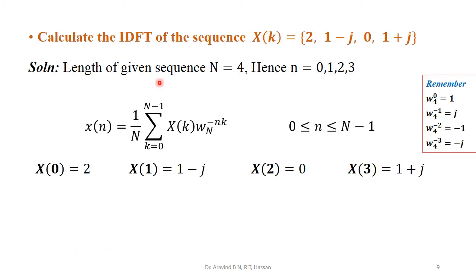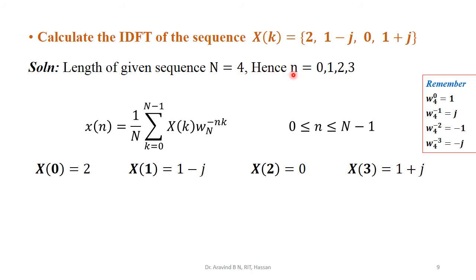Let us consider a problem. The problem statement is: calculate the IDFT of the sequence x of k is equal to 2, 1 minus j, 0, 1 plus j. Identify what are all being given. Length of the sequence we can identify, N is equal to 4.